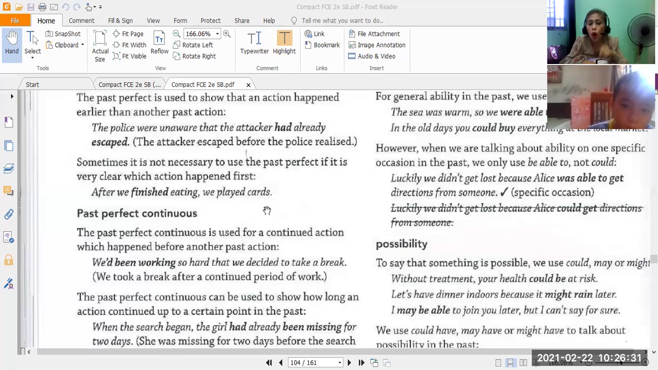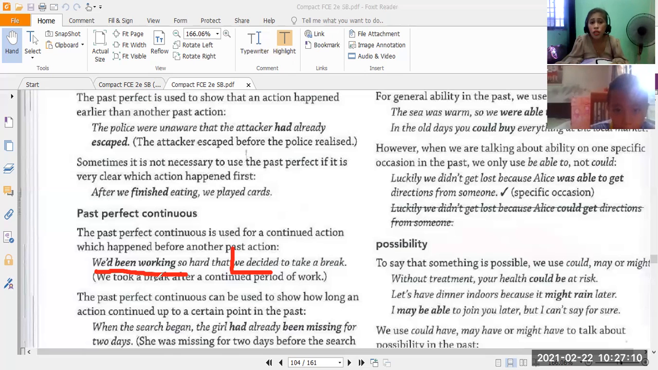So I have here an example. We've been working so hard. Okay, we can do this, Keo. We've been working so hard that we decided to take a break. So here there are two actions. First, we've been working so hard. Another, we decided to take a break.